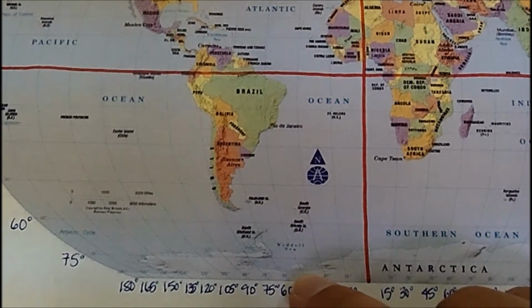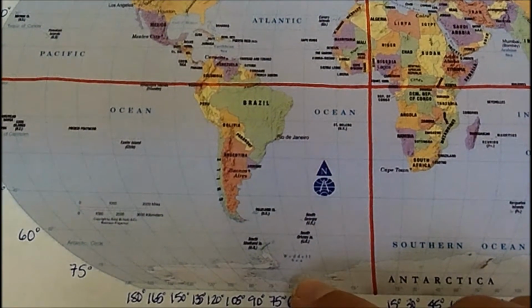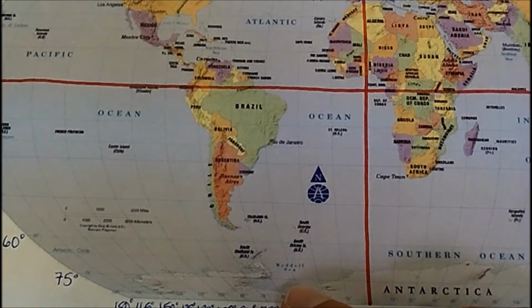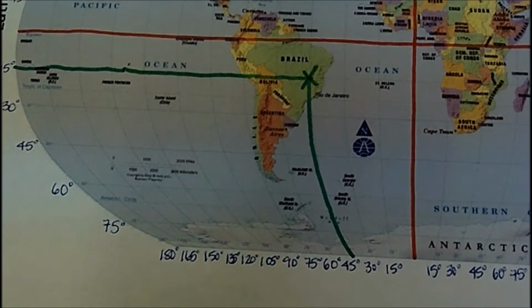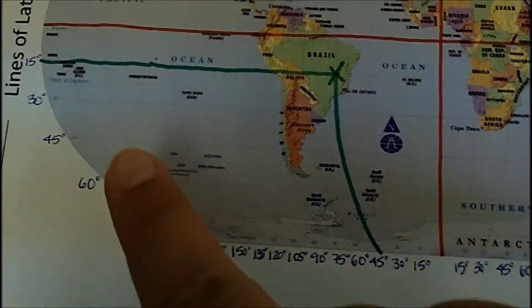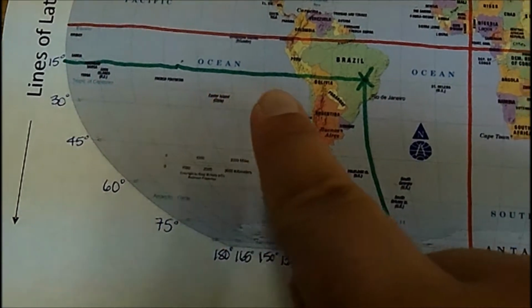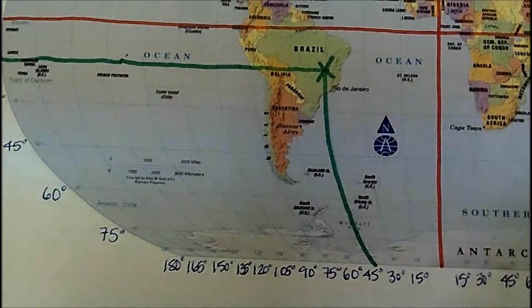Now that I have one finger from each hand on those lines, I can trace along those lines until I find where they intersect. Now you can see that the intersection of those lines, 15 degrees south and 45 degrees west, is in the country of Brazil.